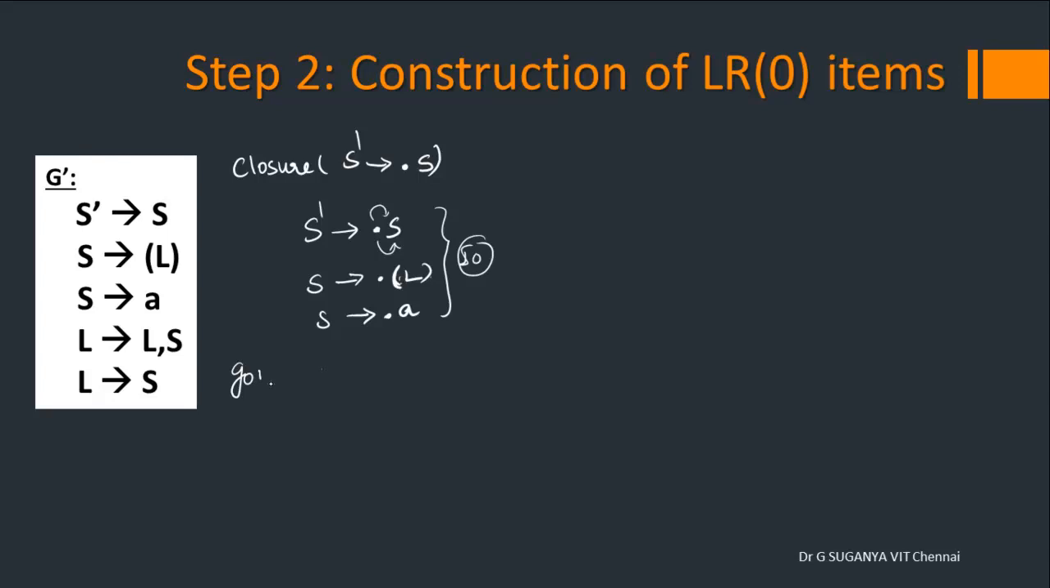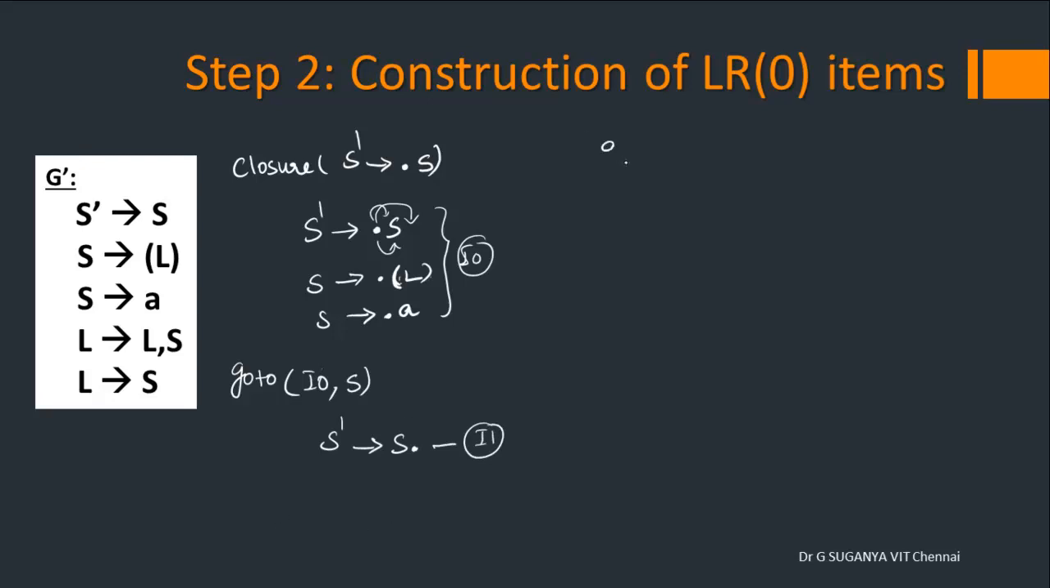Once done, you have to apply goto from I0 on all the symbols possible. How to check? Just find the symbols that follow the dot. One is S, next is left bracket, and next is a. So first you apply S. When you complete expanding S from I0, you move the dot to the next position, so you get S' gives S dot. Even if you have one more production with the dot followed by S, you should include that also. It's not there in this case, so you can stop and name it I1.